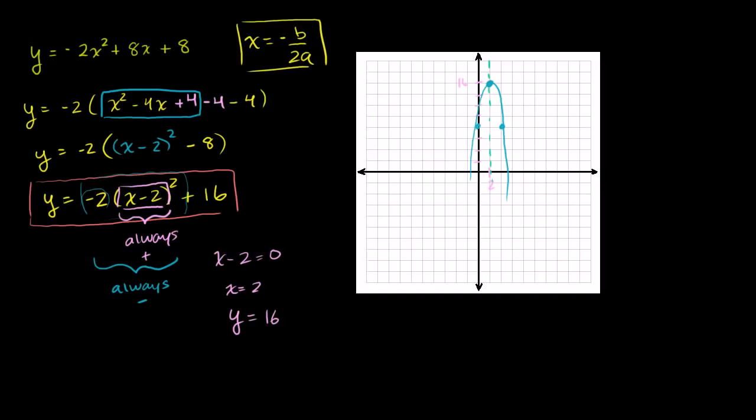But if you just mindlessly apply this, you'll get, what's b here? So x is equal to negative, b here is 8, over 2 times a. A right here is a negative 2. 2 times negative 2. So what is that going to be equal to? It is negative 8 over negative 4, which is equal to 2, which is the exact same thing we got by reasoning it out. And when x is equal to 2, y is equal to 16. Same exact result there. That's the point 2, comma 16.